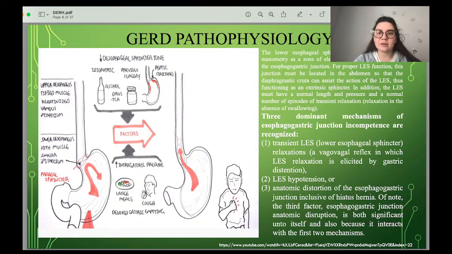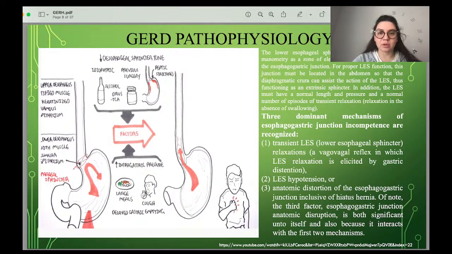For proper lower esophageal sphincter function, this junction may be located in the abdomen so that the diaphragmatic crura can assist the action of the lower esophageal sphincter, thus functioning as an extrinsic sphincter. In addition, the lower esophageal sphincter may have a normal length and pressure and a normal number of episodes of transient relaxation. A transient relaxation is relaxation in the absence of swallowing. There are three dominant mechanisms of esophagogastric junction incompetence.